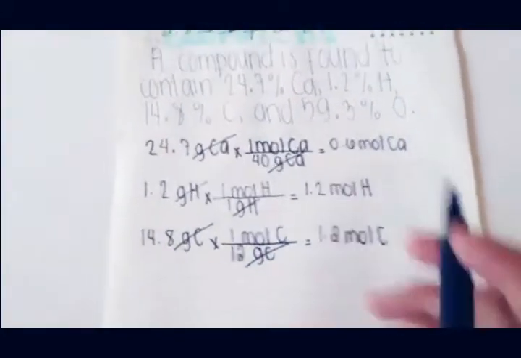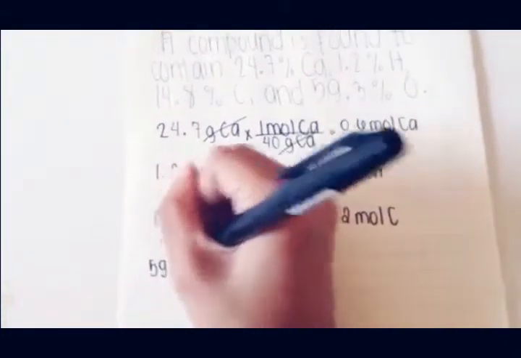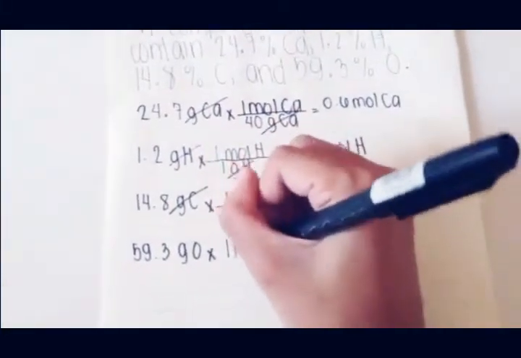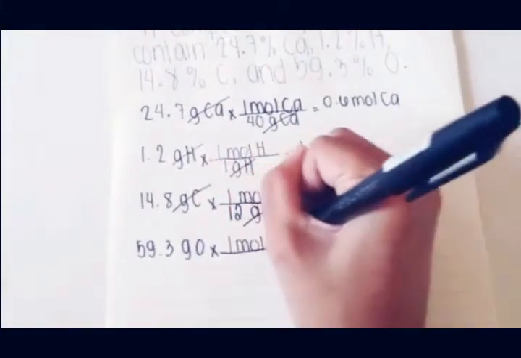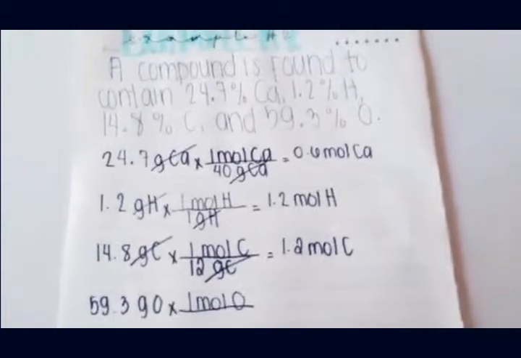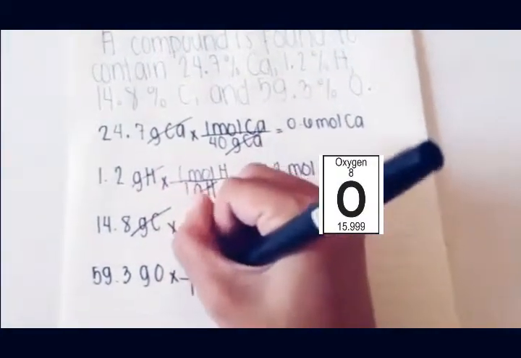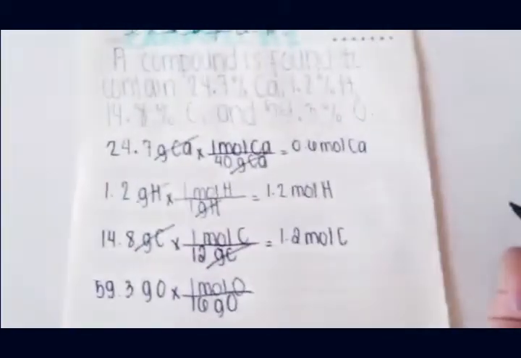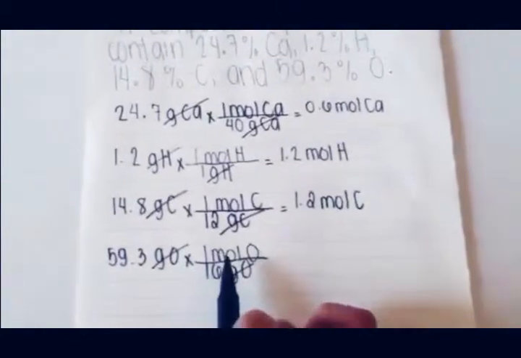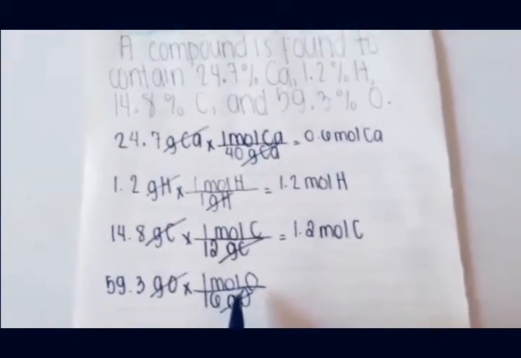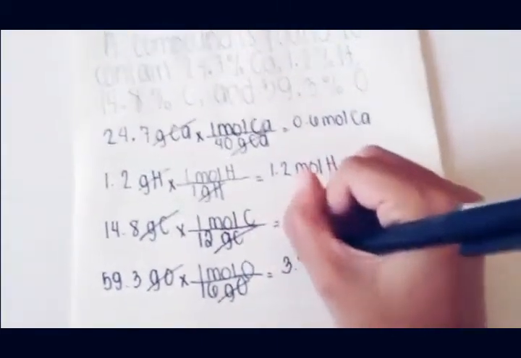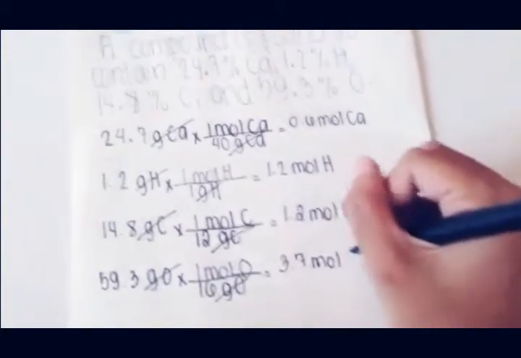And the last one is the oxygen, which is 59.3 grams oxygen multiplied by 1 mole oxygen divided by its atomic weight. Oxygen's atomic weight is 16. So we have to divide it and cancel the same units. 59.3 grams oxygen times 1 mole oxygen divided by 16 is equals to 3.7 mole oxygen.